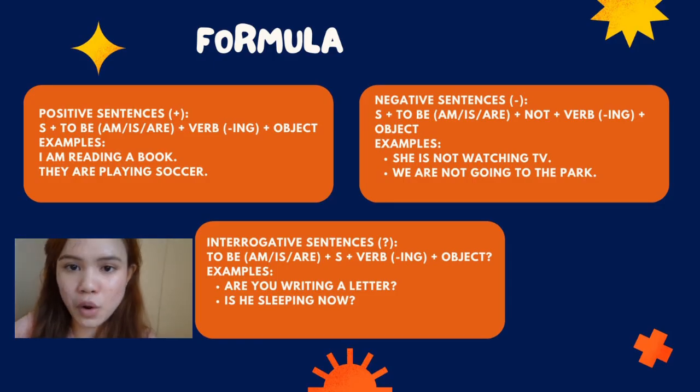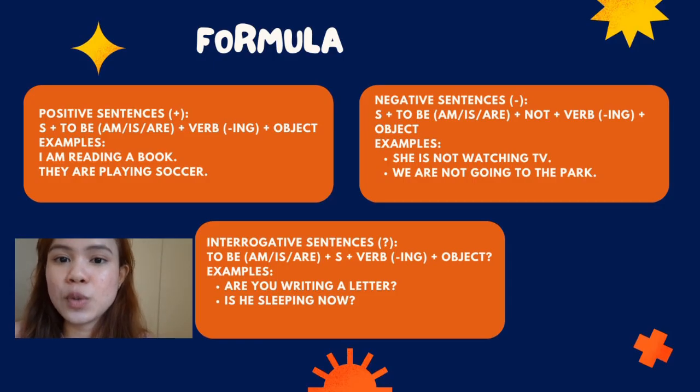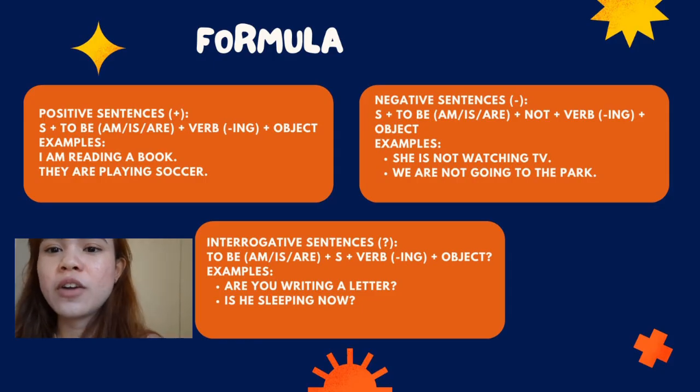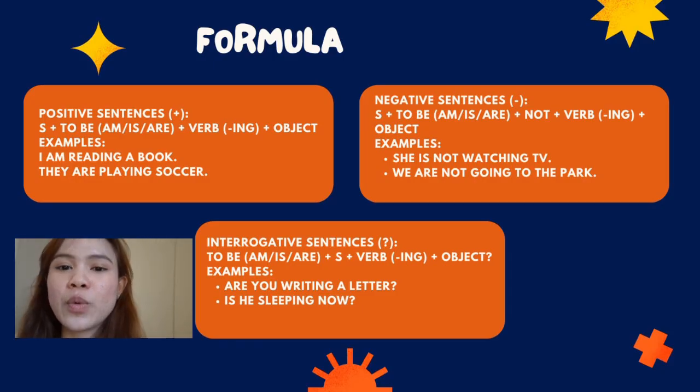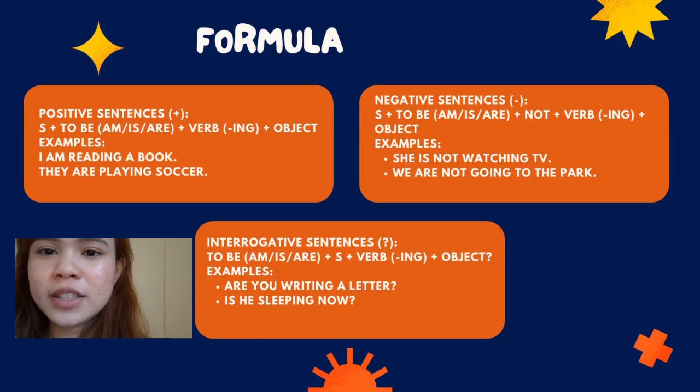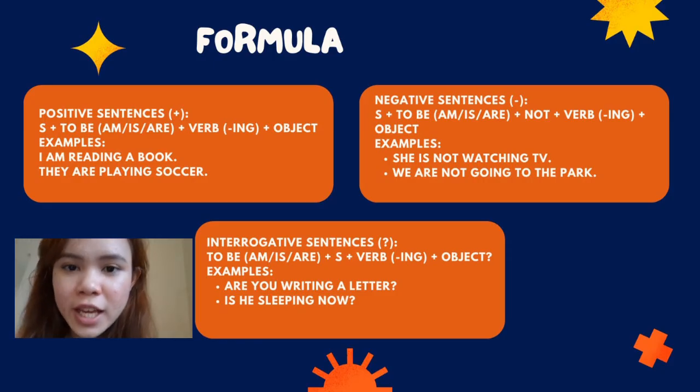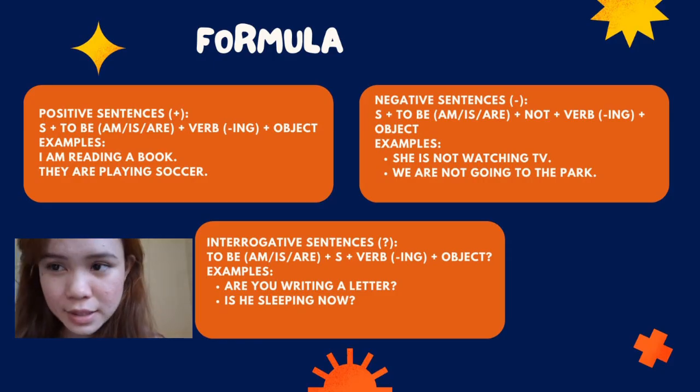For negative sentences, to make a negative sentence, we add not after the to be verb. The formula is subject plus to be plus not plus verb ing plus object. For example, she is not watching TV and we are not going to the park. Like that.